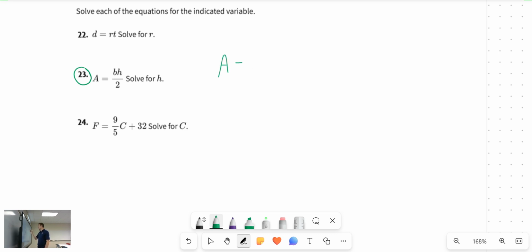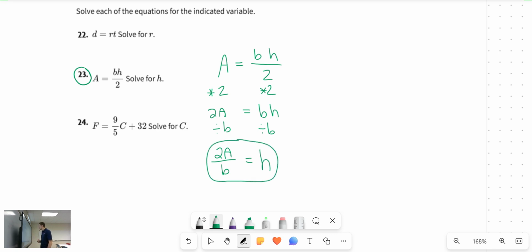Let's do it with a little bit more space. A equals bh divided by 2, and we want to solve for h. The first thing we're going to do is multiply by 2. Multiply by 2, we get 2a equals bh. Then our next step is to divide both sides by b. We get 2a divided by b equals h. And that is going to be our final answer: 2a divided by b equals h.